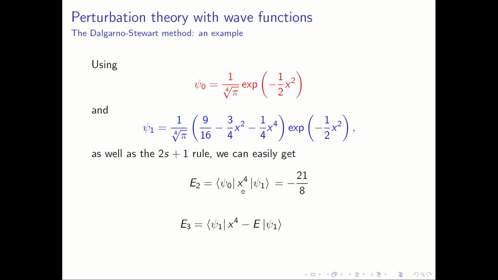And E3 is simply given by this. I do not, repeat, do not have to find out the second order energy eigenfunction for this and use that in the j equal to 3 equation. The 2s plus 1 rule allows you to find out E3 just from knowledge of psi1, and this is what you have. Again, this should be E1 here. Sorry for the typo. And this gives you 333 by 16. And that is a result which we had obtained earlier using Rayleigh-Schrodinger perturbation theory as well.